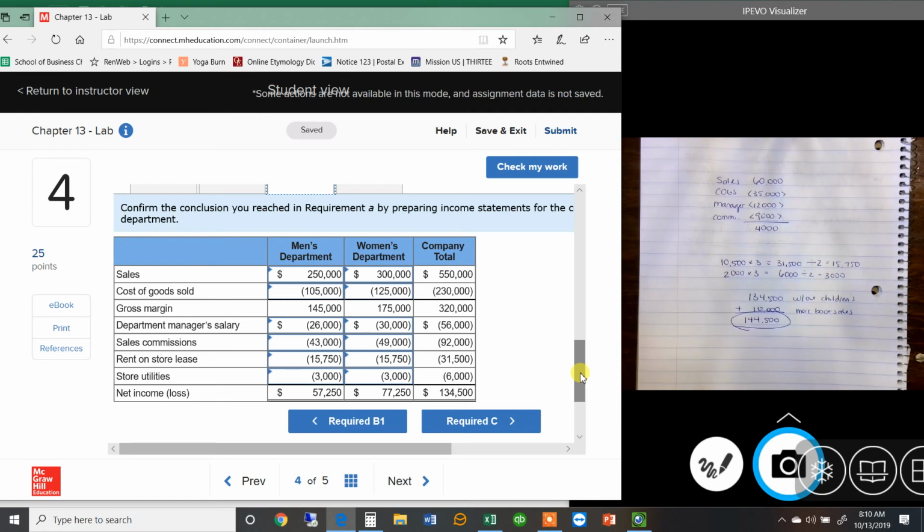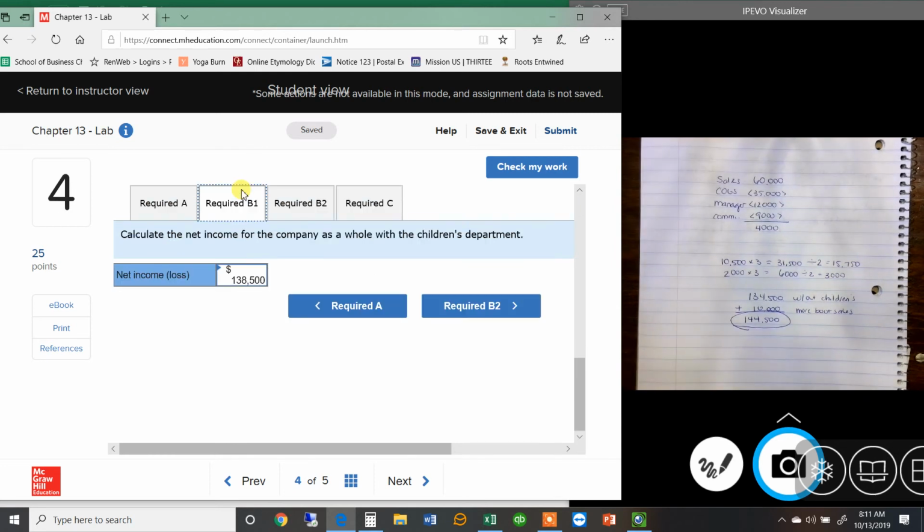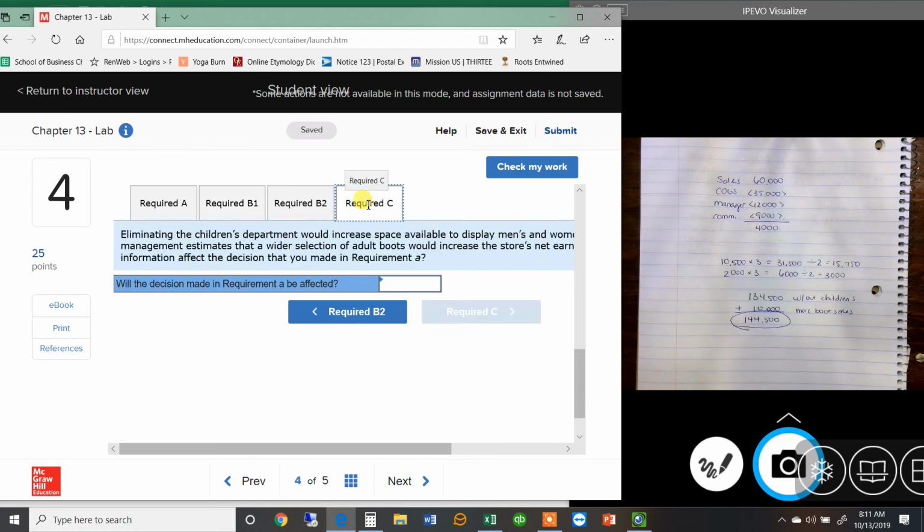So before, if I wasn't going to be able to sell these 10,000 extra in boots, I would keep the children's department. But if I can get rid of the children's department and then sell an extra 10,000, $144,500 is actually more than the $138,500. So yeah, this information is absolutely going to affect my decision. And I would then say, yes, let's get rid of the children's department. I don't need that department anymore because now I'm actually making more money by getting rid of that department.